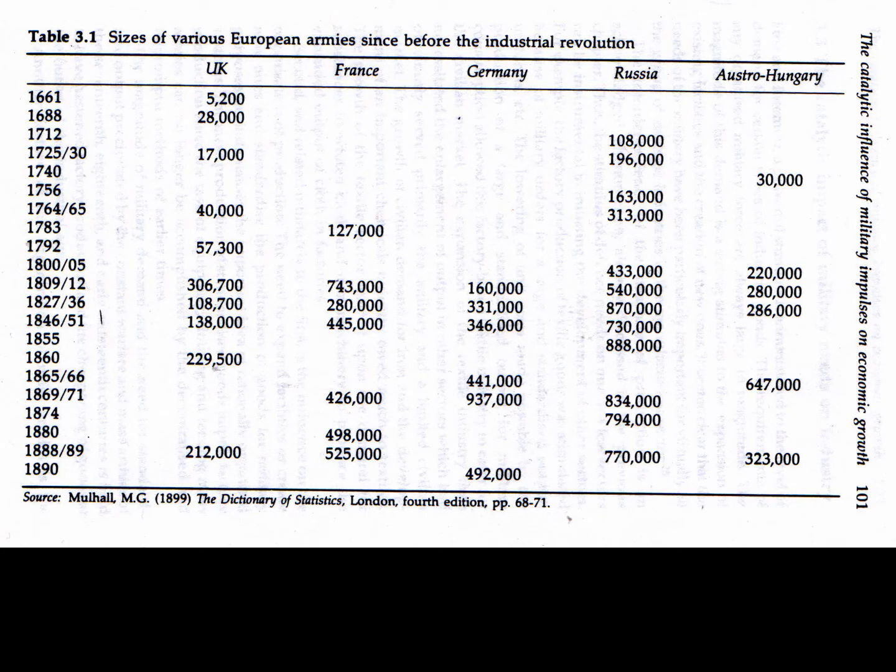Here you can see the rise of European armies over a 200-year period for the UK, France, Germany, Russia, and Austria-Hungary. Much of this is a function of just increased demographics, and others are the increased power of the state to keep that many soldiers in uniform.